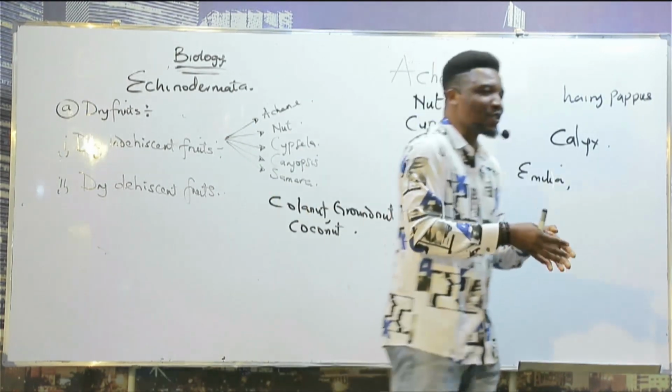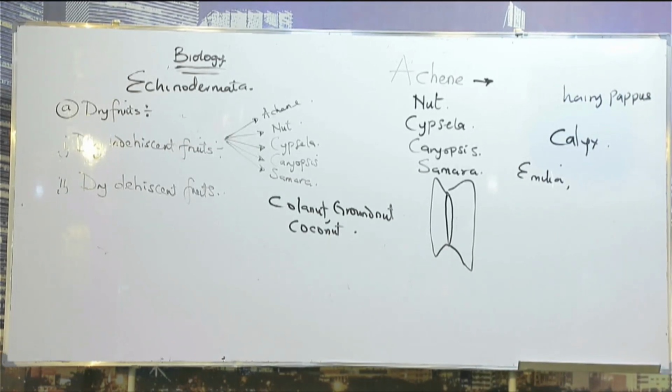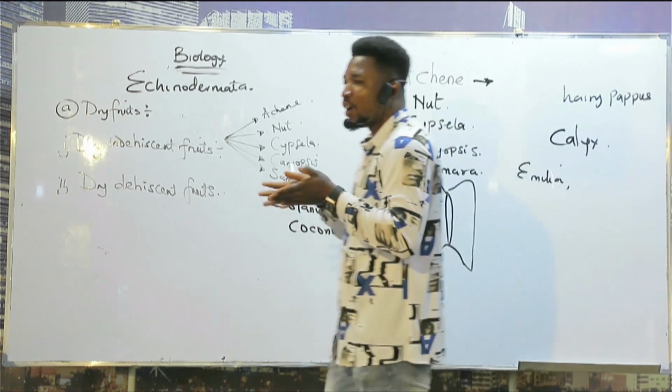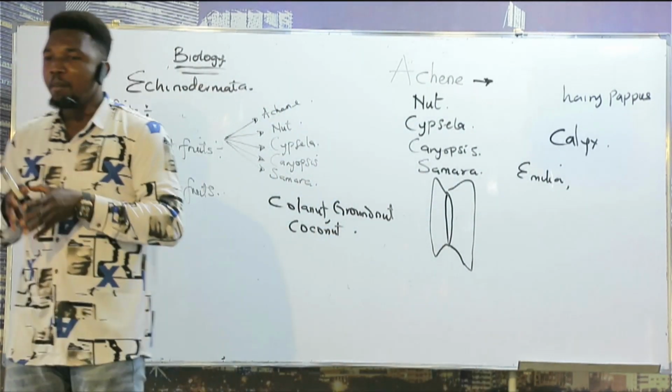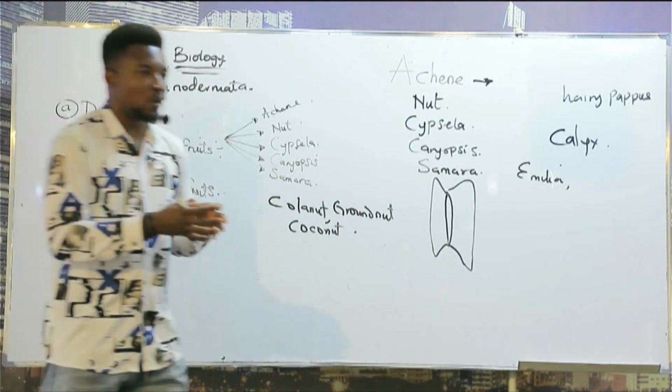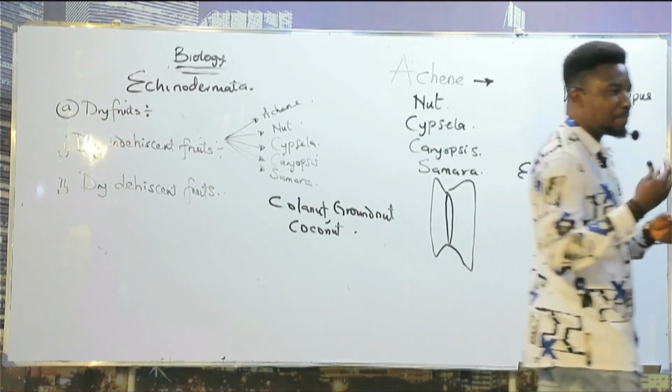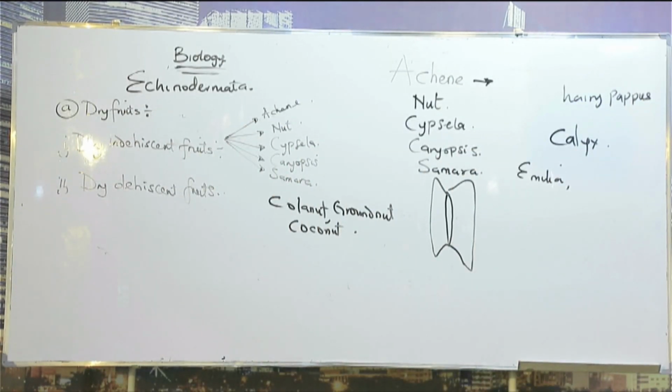So now the nut. The nut has a woody pericarp. Yes, it's an achene that has a woody pericarp. But the fruit now comes from the receptacle. So the part of the cashew nut that you eat is the receptacle, right?